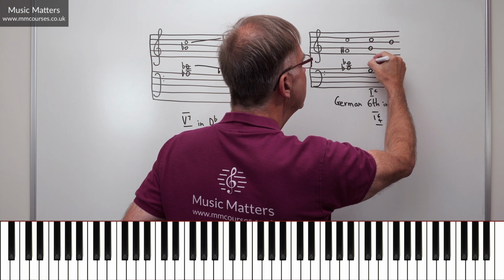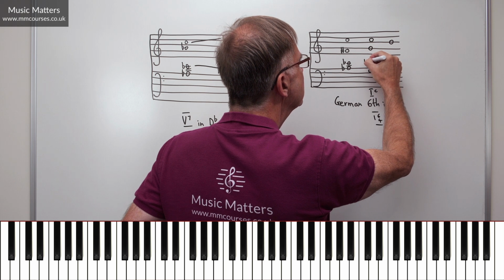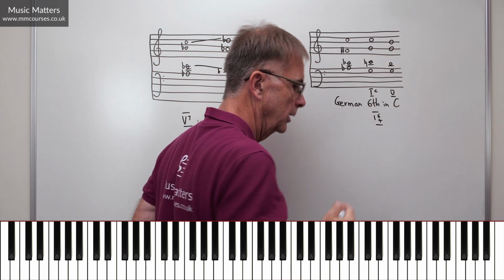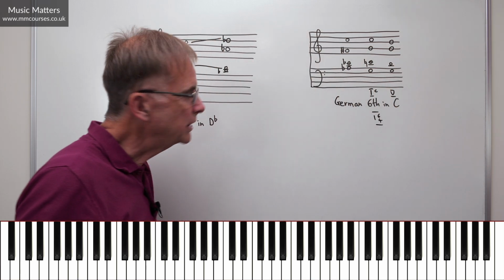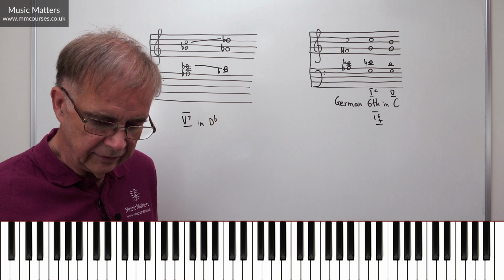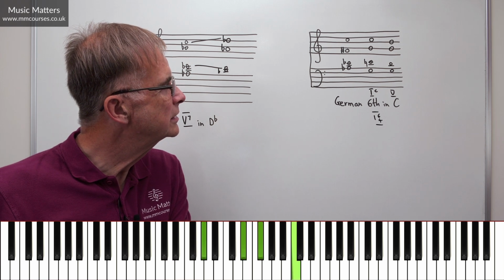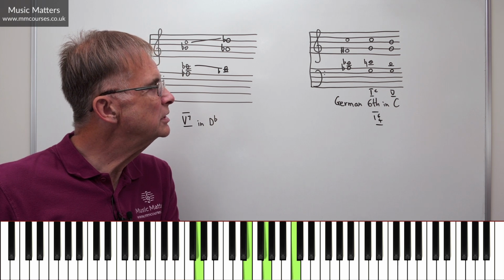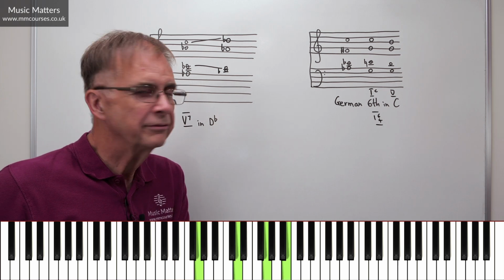And we will end up with this. Okay, so what am I doing there? Let's just have a little play of that. Here's the German 6, and I'm going on to chord 1 in second inversion, followed by chord 5.